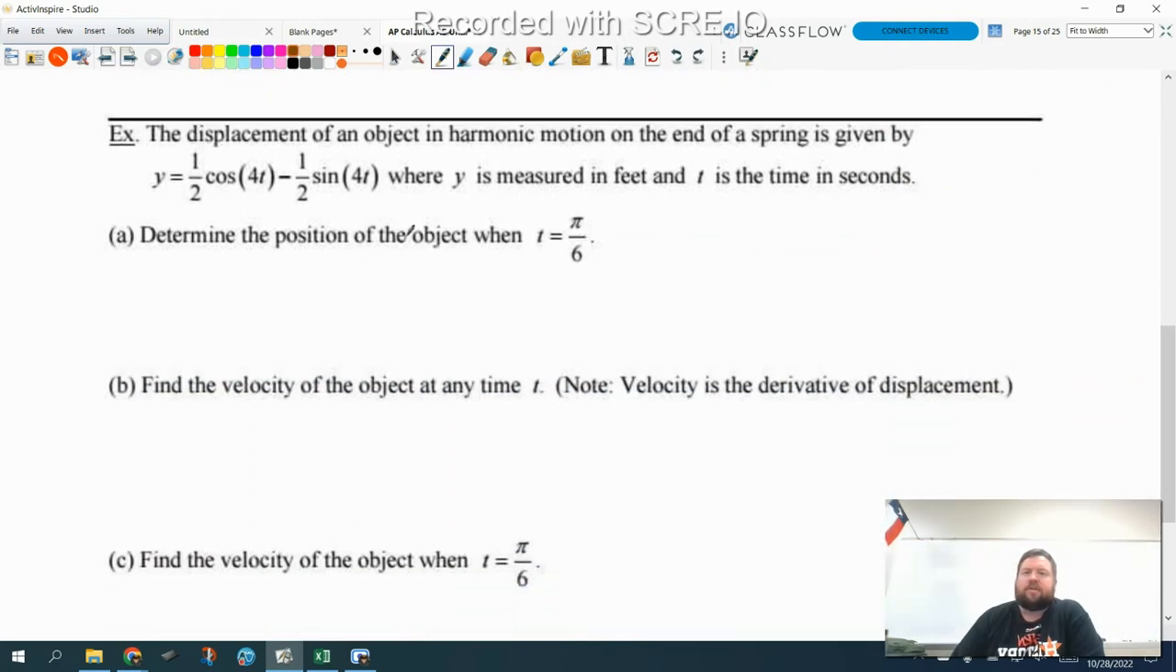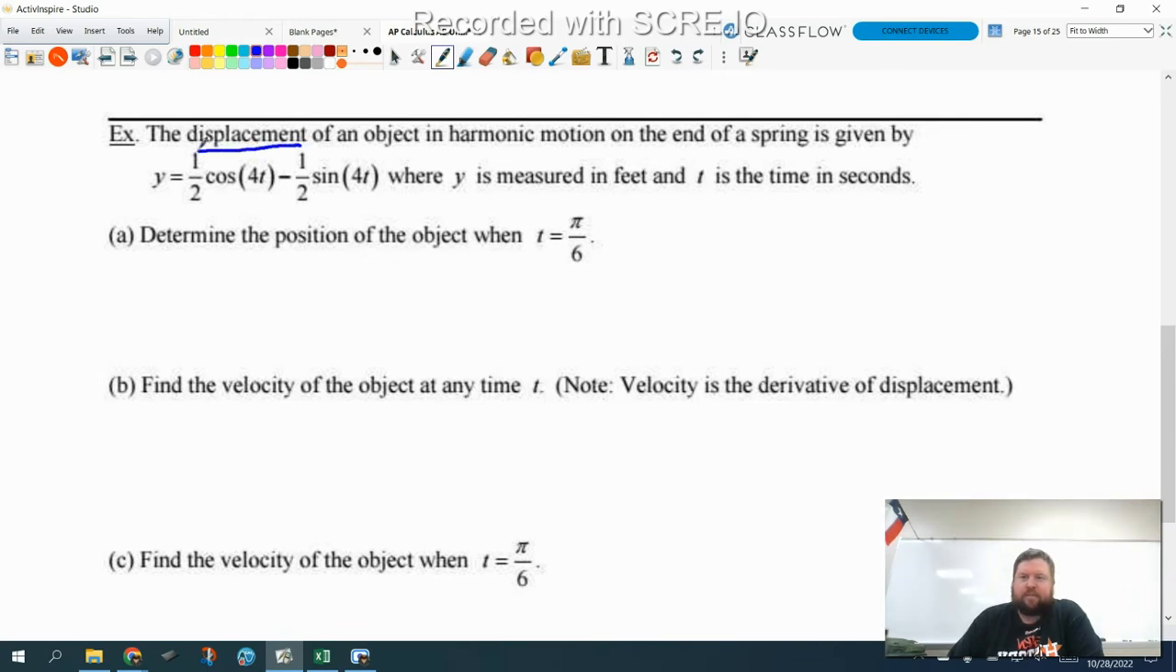Okay, displacement of an object in harmonic motion on the end of a spring is given by this equation, where y is measured in feet and t is measured in seconds. All right, we're going to answer a few questions about this. So it's kind of like a particle motion type question that we will look at more in depth in a later lesson as well. So first thing I want to do is kind of describe what's happening here.